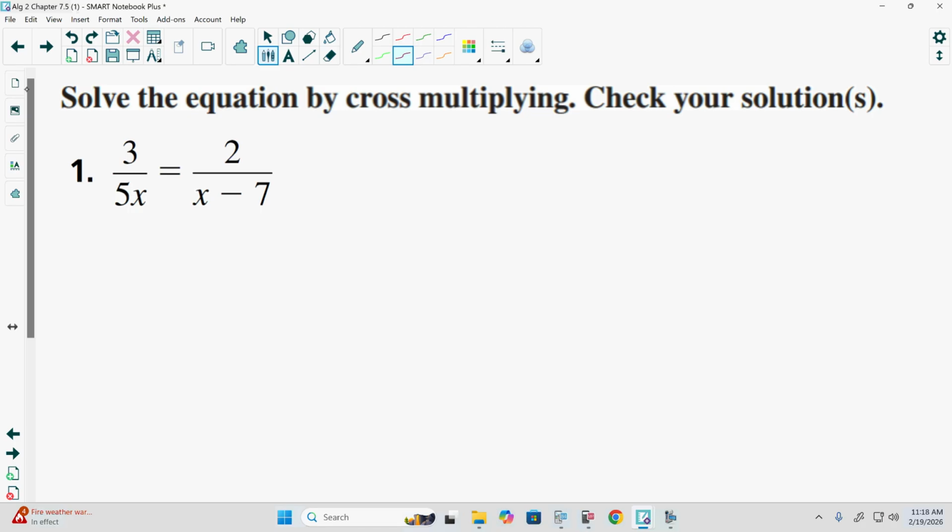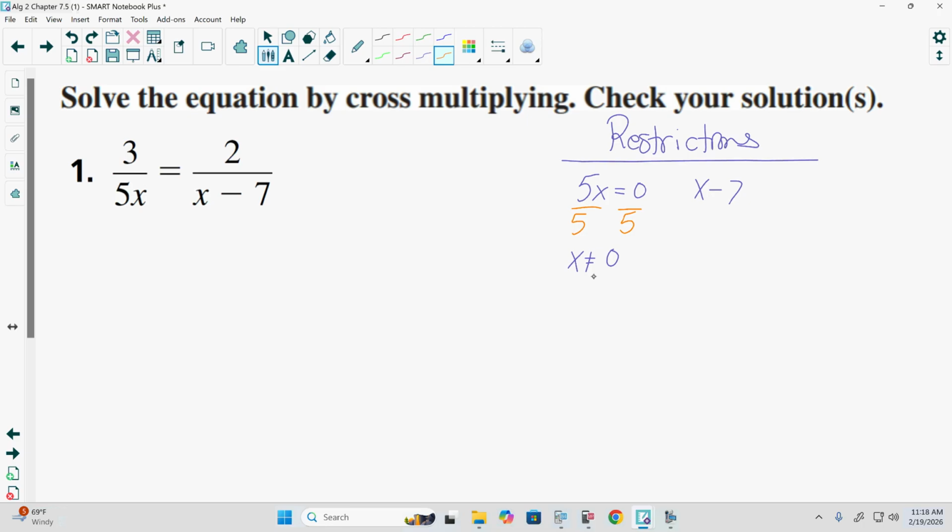Let's look at the next one. 3 over 5x is equal to 2 over x minus 7. If I want to find the restrictions, I want to find the values of x that are going to make the denominator be what? 0. And there's two places. One of them is 5x and the other is x minus 7. So if I want to solve the 5x one, the first thing we would do is divide both sides by 5.